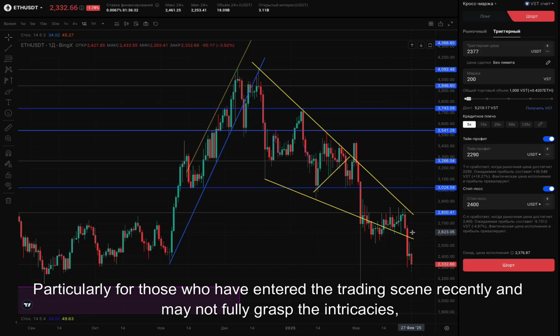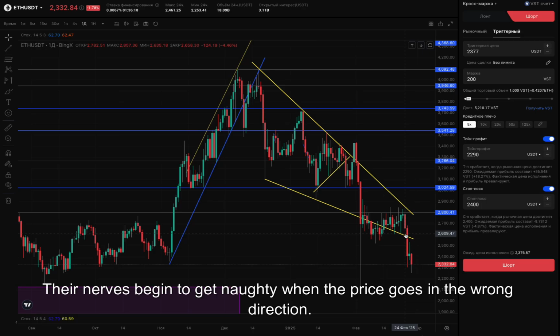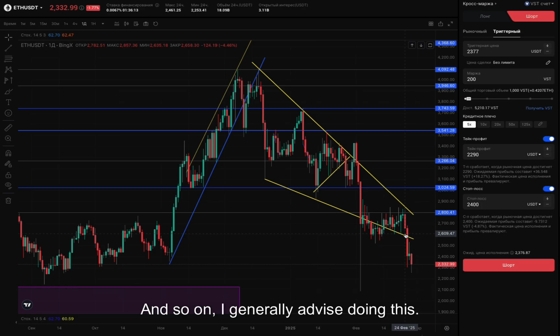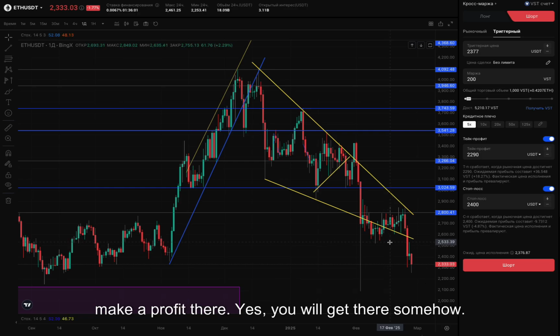Particularly for those who have entered the trading scene recently and may not fully grasp the intricacies, they often struggle with psychological aspects. Indeed, all beginners face these challenges. Well, then they sit there, shake, and so on. Their nerves begin to get naughty when the price goes in the wrong direction. I generally advise doing this: trade for now, when you learn to control yourself, with stop loss or with limited risks. Make a profit. Yes, you will get there somehow.